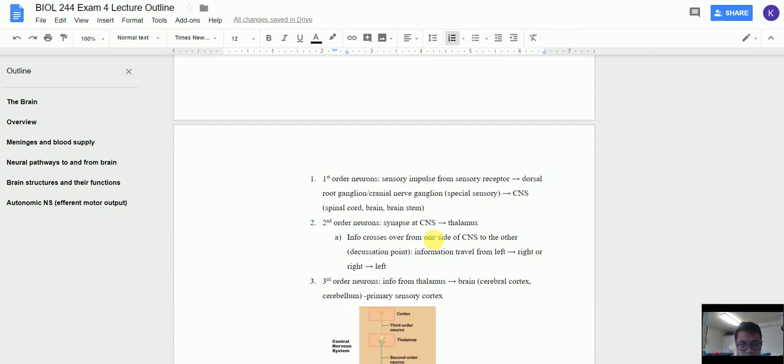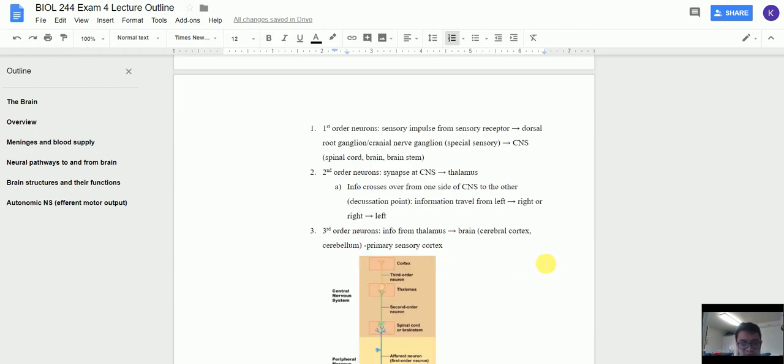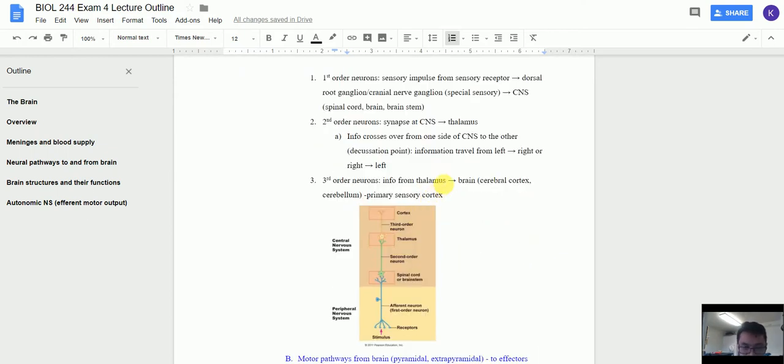Information crosses over from one side of the central nervous system to the other. So the decussation point, information traveling from left to right or right to left, happens here at the second order. The third order neuron carries info from the thalamus to the brain, or by brain we mean cerebral cortex or cerebellum, primary sensory cortex. Primary sensory, not primary motor. We go sensory to association areas, then to motor.